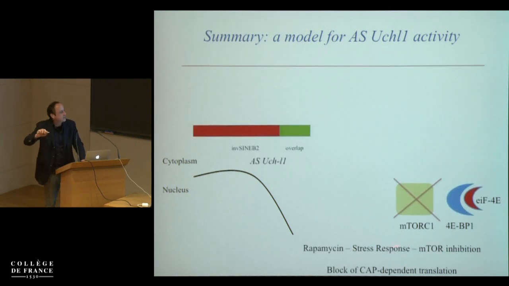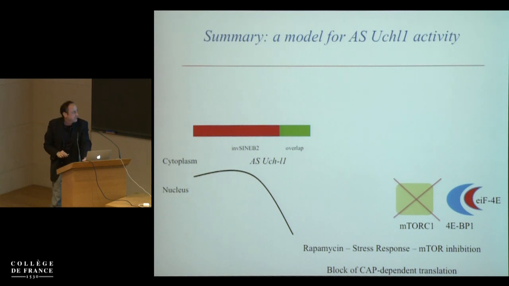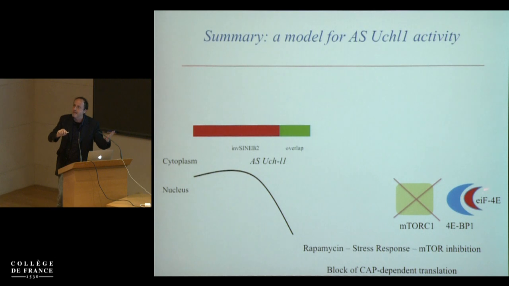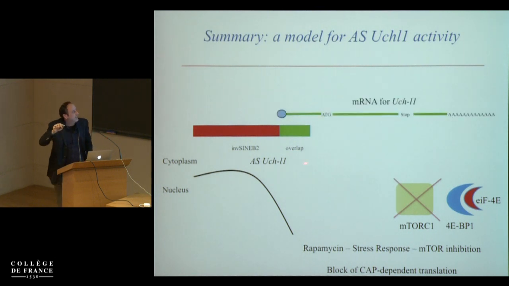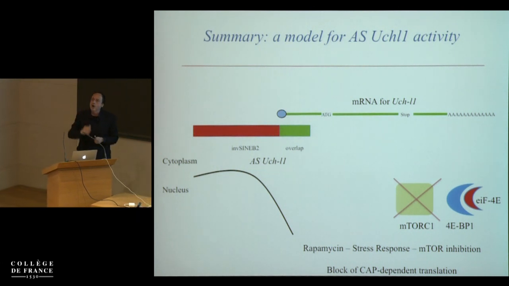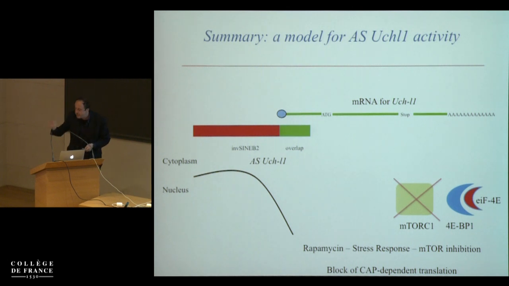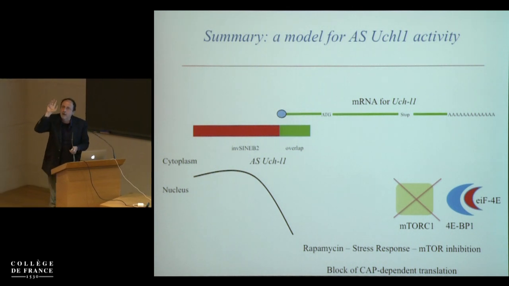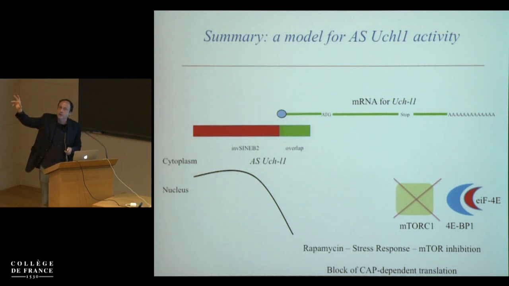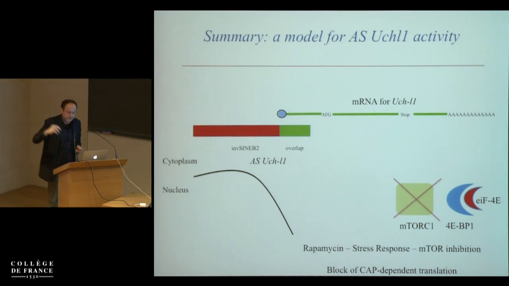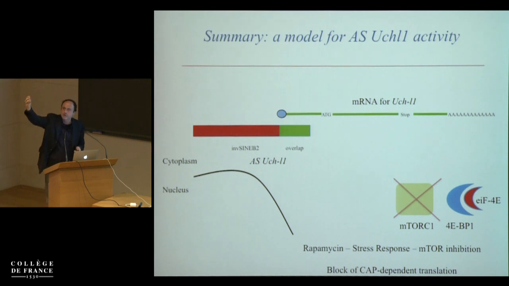However, when we treat cells with rapamycin, we block mTOR activity, we attenuate cap-dependent translation, and we trigger, and we have several experimental data on this, some of them published, the shuttling of the antisense from the nucleus to the cytoplasm. Through the overlapping region, the antisense triggers the shifting of the UCHL1 mRNA from light polysomes to heavy polysomes, for an increased rate of translation. And this is responsible for the increased UCHL1 level that we see in our Western blot analysis.